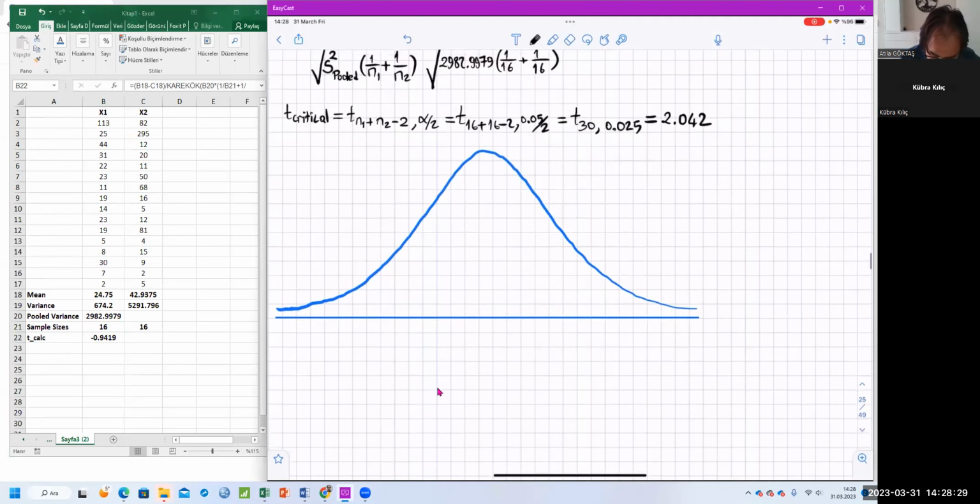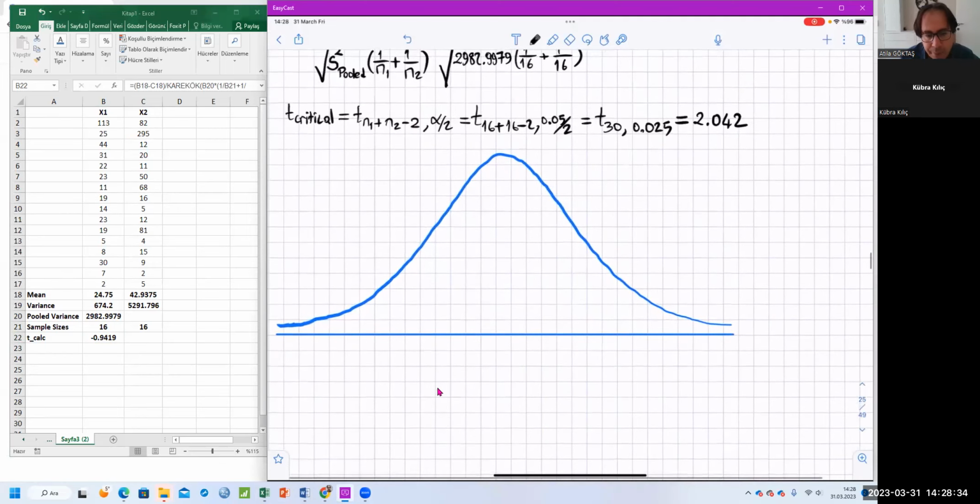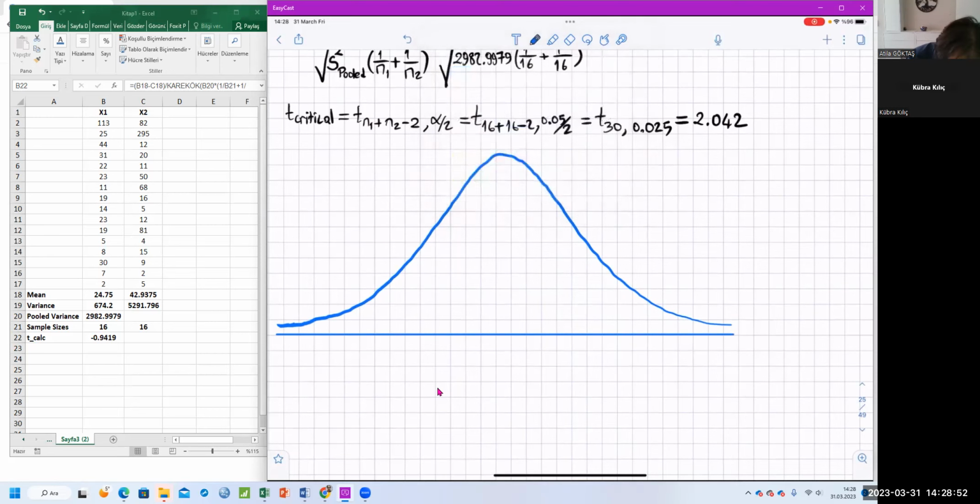Okay, so we have found the critical value 2.042. I will place it one on the left, one on the right. The left one will be minus 2.042 and the right one will be 2.042. So I'll place the left one right here, somewhere here.